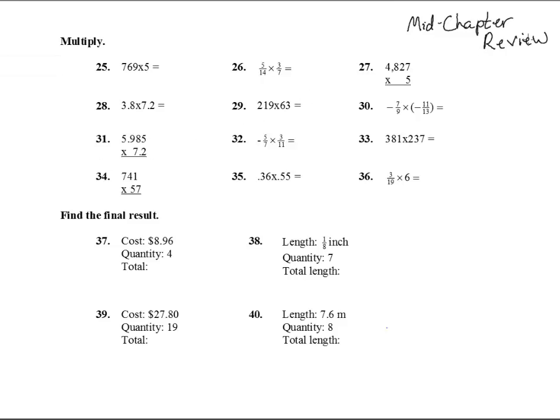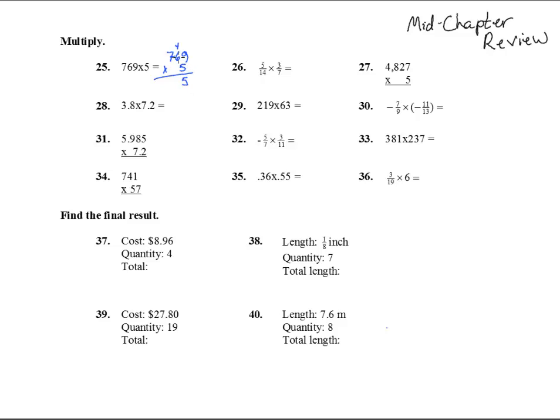Here we are in the mid-chapter review, solutions to 25 through 40. Here we have 769 times 5. Let's set it up like this. 769 times 5. 5 times 9 is 45. That's 5 in the ones column, and 4 gets carried up to the 10 column. It's 40, so that's where it goes.